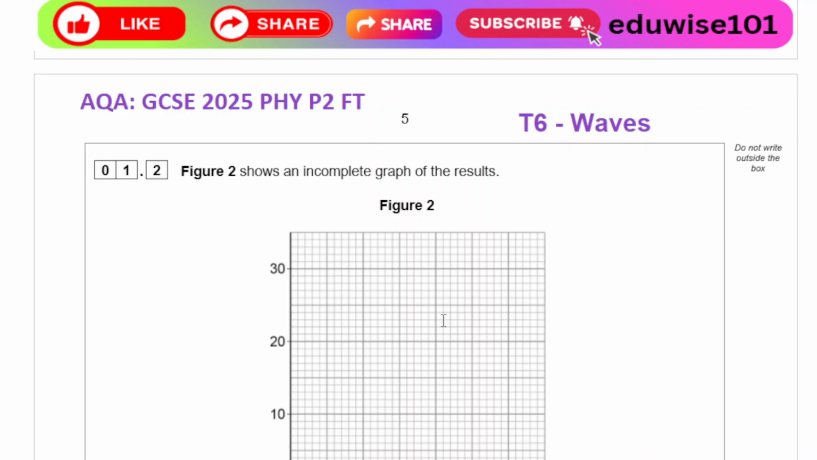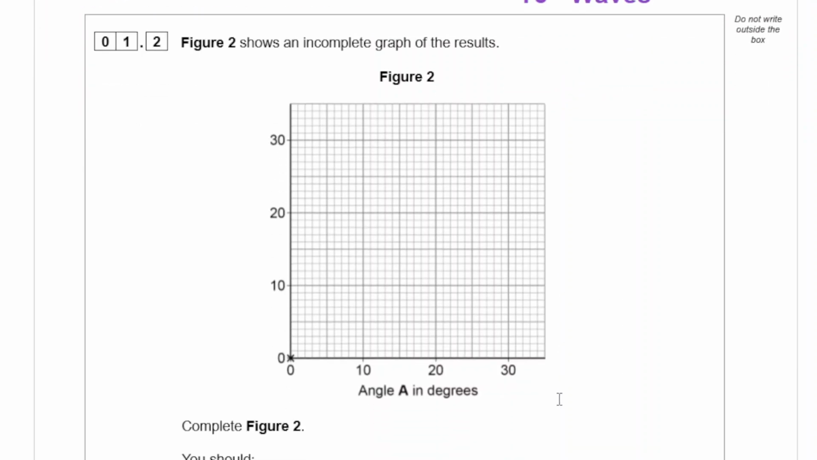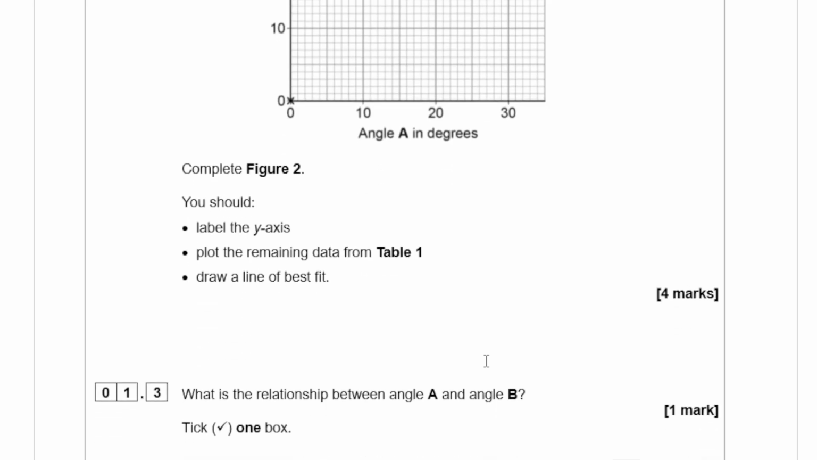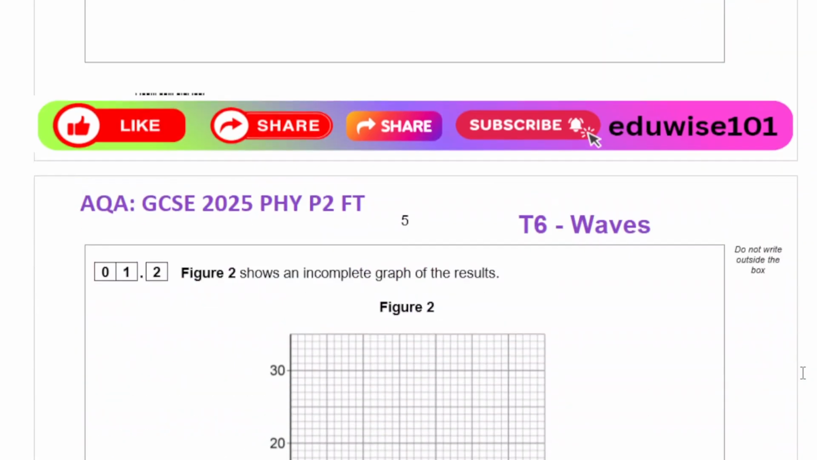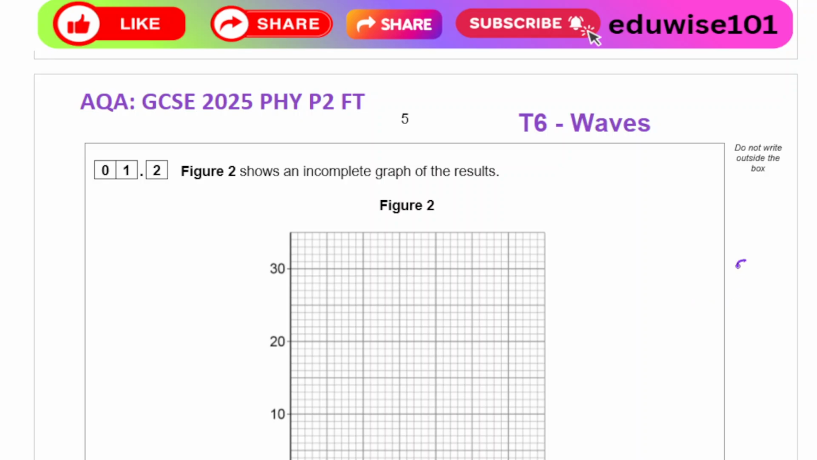Figure 2 shows an incomplete graph for the results. So we have 0 marked. Complete figure 2. You should label the y-axis, plot the remaining data from table 1, draw a line of best fit. So let's have a look at the table again. So what are the angles? 5, 11, sorry, 0 is marked already. 5, 11, 20, 29. Let me write this down. 5, 11, 20, 29. So they are both equal.